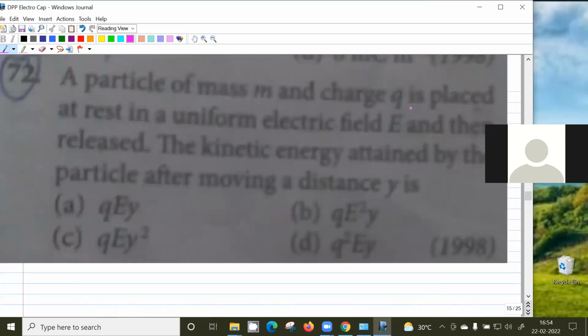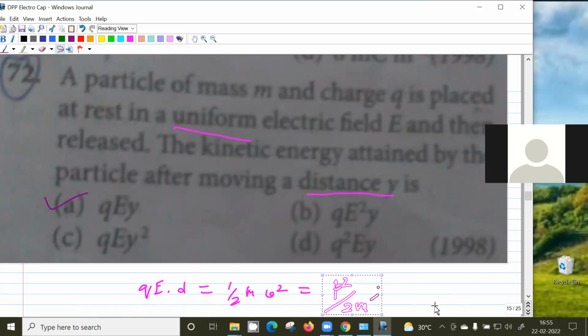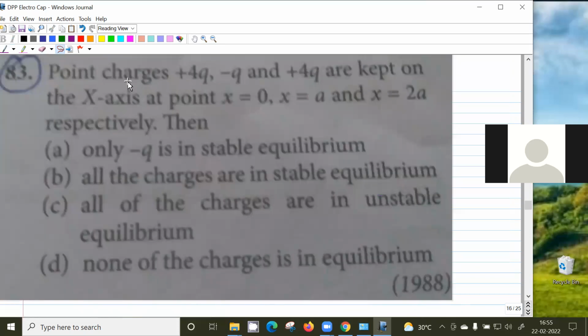A particle of some mass m and charge Q is placed at rest in a uniform electric field. Point charge is along the x axis. This is also a trivial question. What is the answer? I don't know, sir.